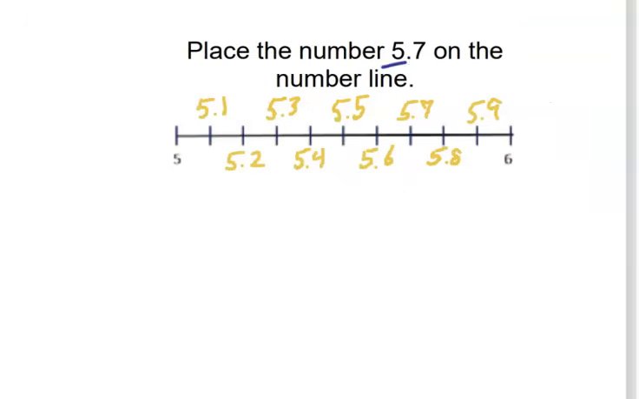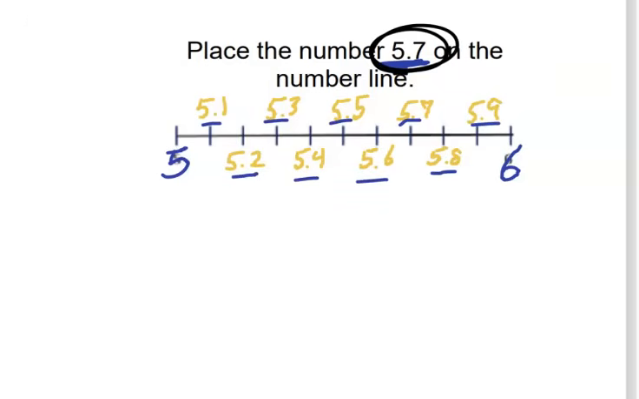Place the number 5.7 on the number line. All right, so we're going between the number 5 and the number 6. And then we're breaking it down into tenths. Okay, so we have 5.1, 5.2, 5.3, 5.4, 5.5, 5.6, 5.7, 5.8, 5.9. And the one we need to plot is 5.7. So all we have to do is put a dot right here where it says 5.7.